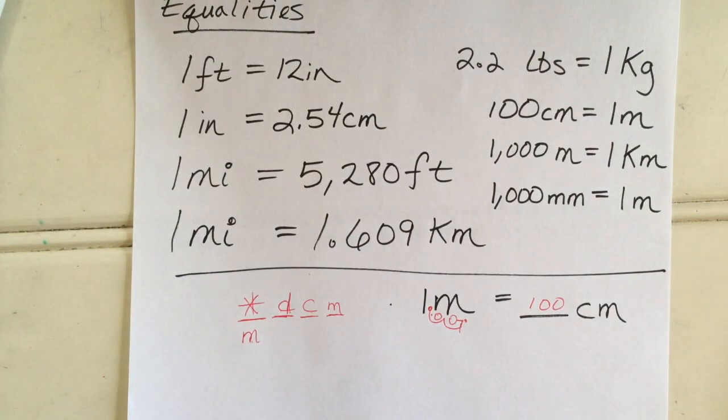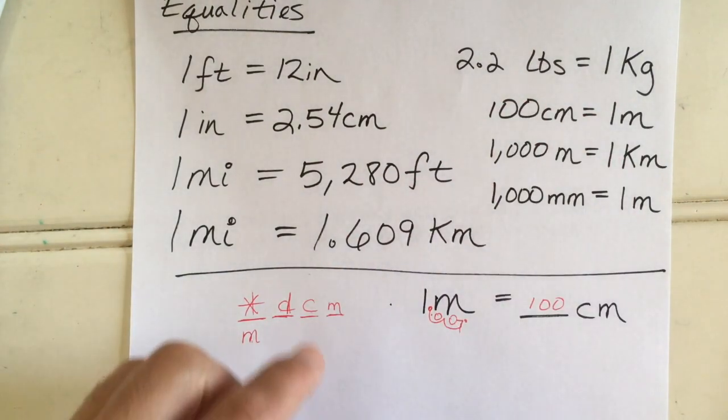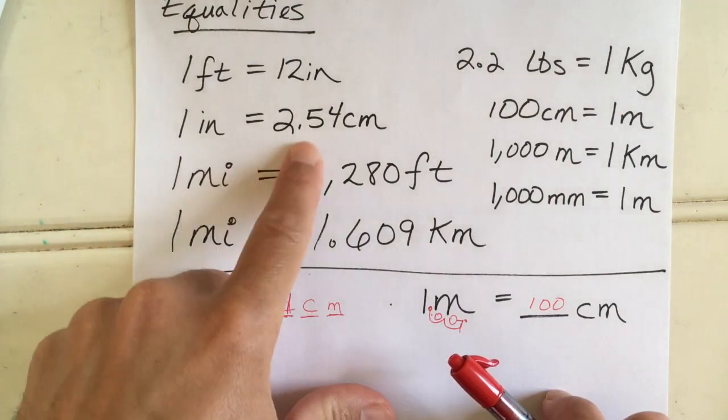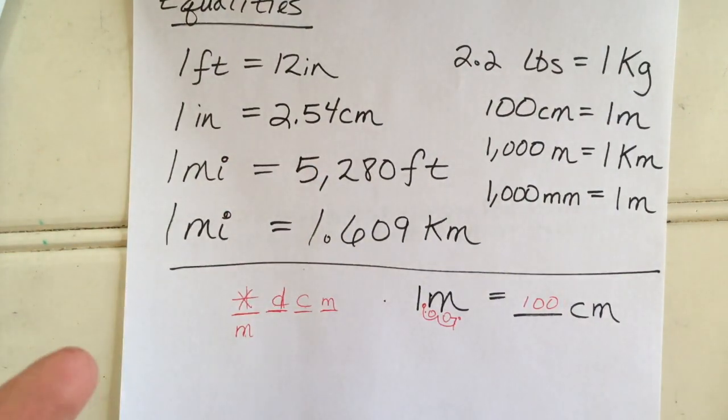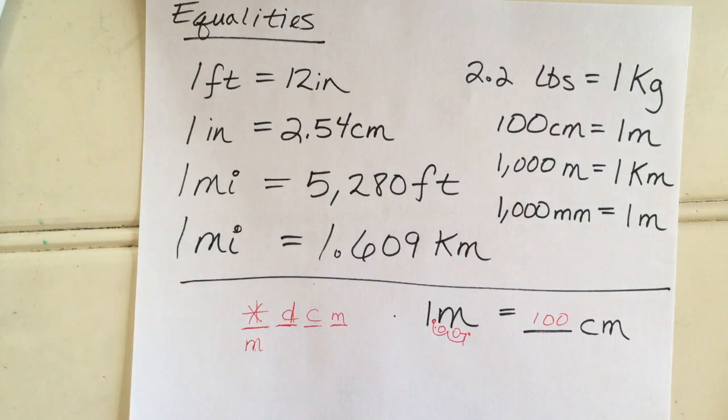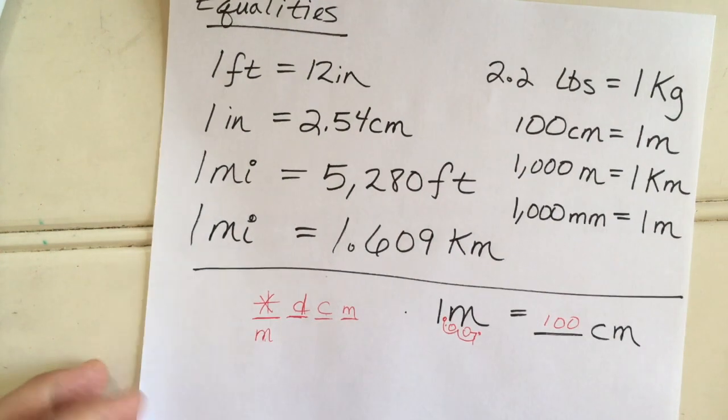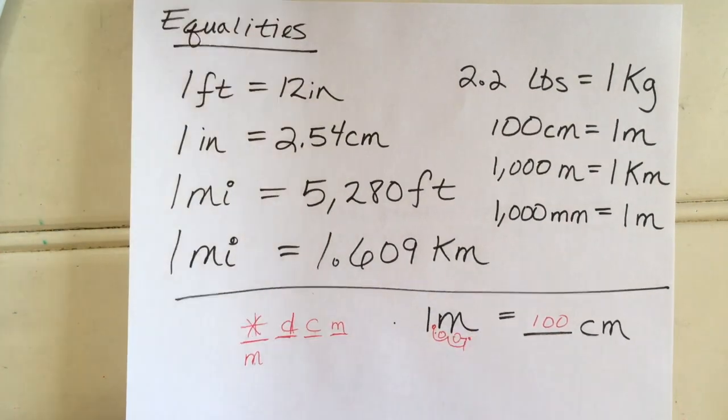So you don't have to memorize all of these, but some of these are kind of arbitrary, like 1 inch equals 2.54 centimeters. You have to memorize that, or someone has to tell you that one. Okay, good. Let's go ahead and put some of these to use.